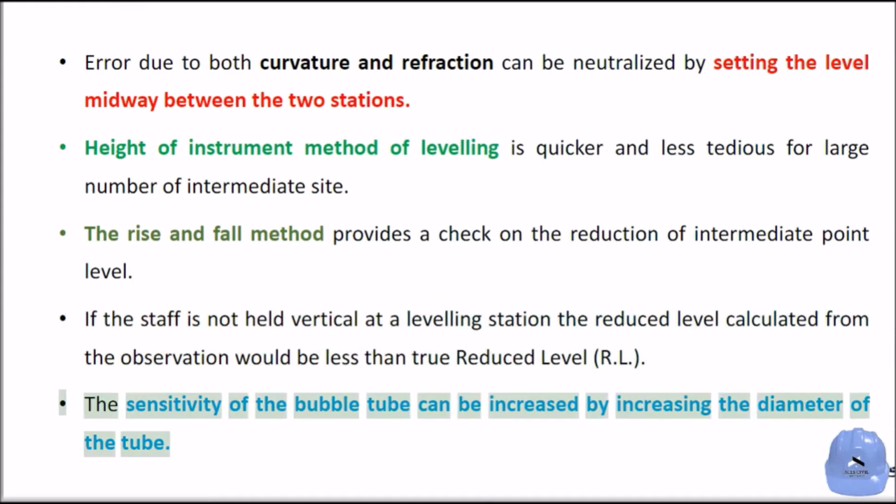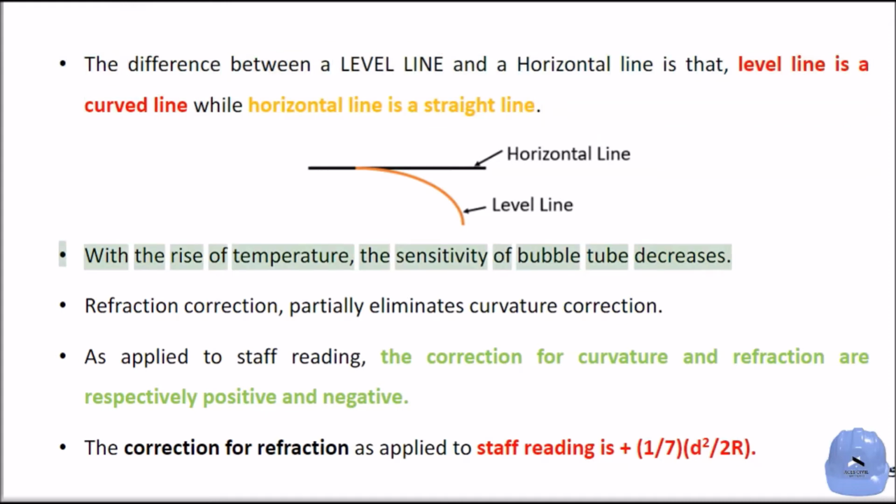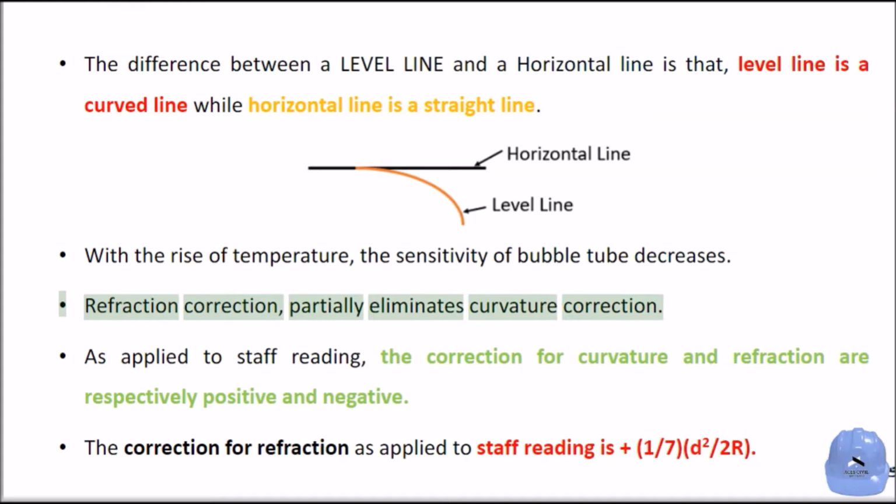The sensitivity of the bubble tube can be increased by increasing the diameter of the tube. The difference between a level line and a horizontal line is that a level line is a curved line while a horizontal line is a straight line. With the rise of temperature, the sensitivity of a bubble tube decreases. Refraction correction partially eliminates curvature correction.